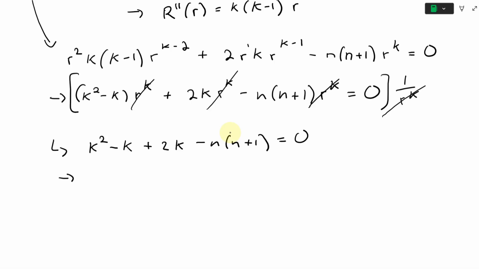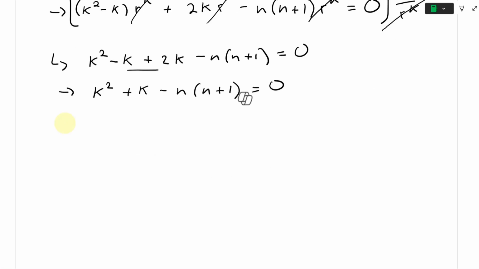Just simplify it one more time. This k squared, and add these up together, so we just get a plus k. So 2k minus k is just k. Minus n times n plus 1 equals 0. All right, and now we can apply the quadratic equation here, and recall this.